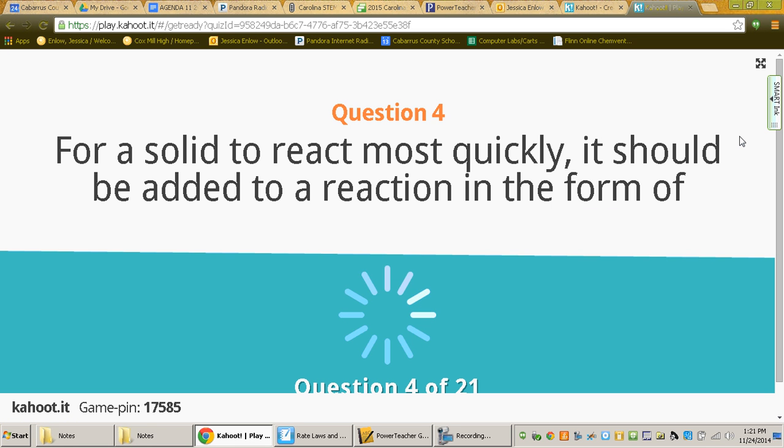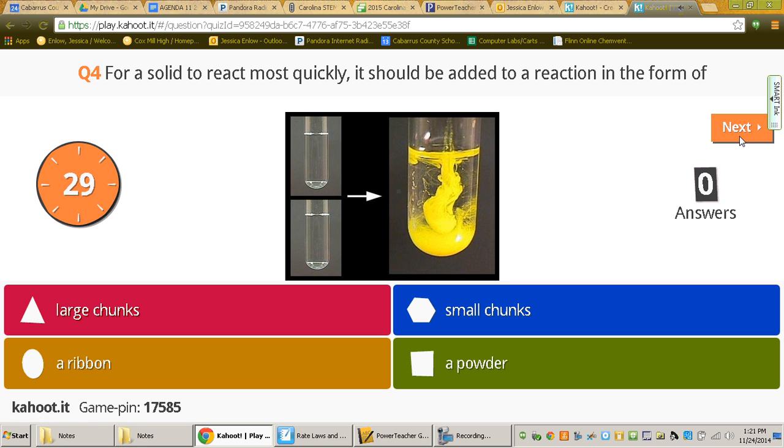For a solid to react most quickly, it should be added to the reaction in the form of... I'm gonna wait. Okay, we got like 20 seconds. And 5, 4, 3, 2, 1, go. 5, 4, 3, 2, 1.